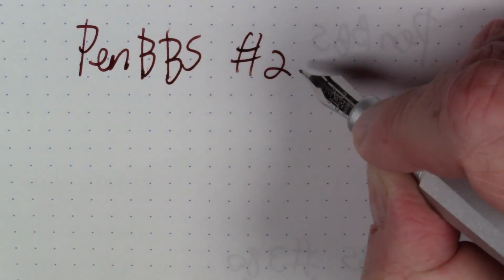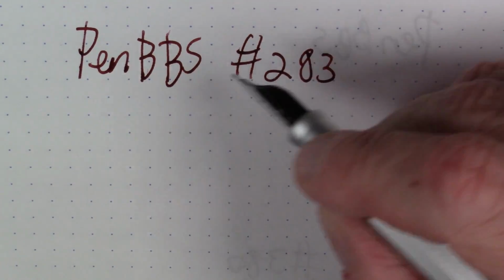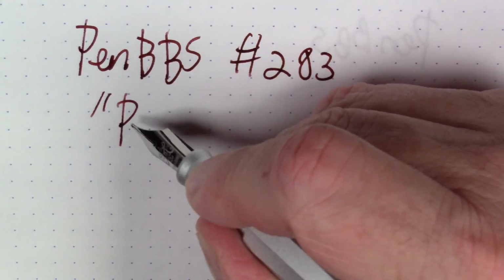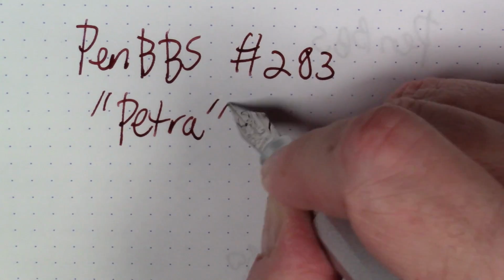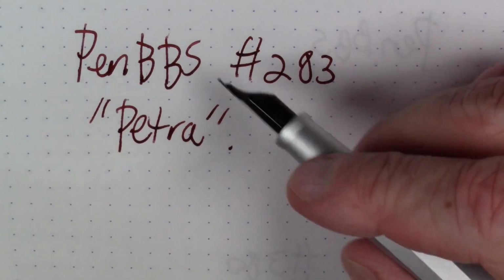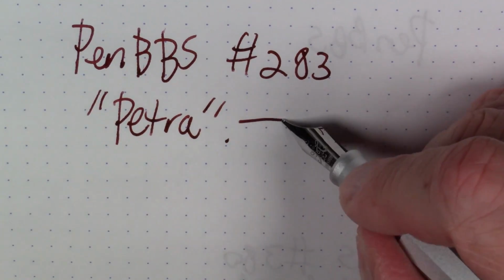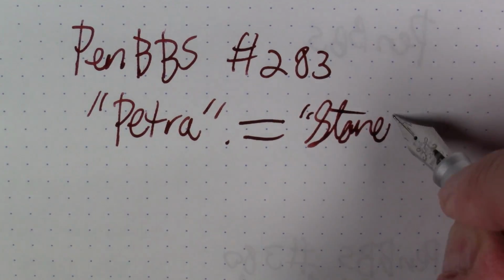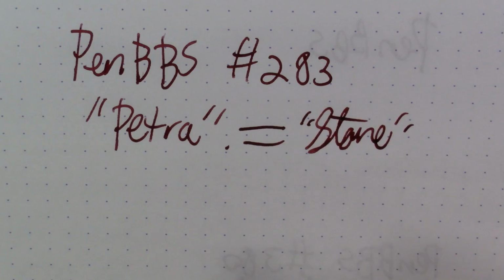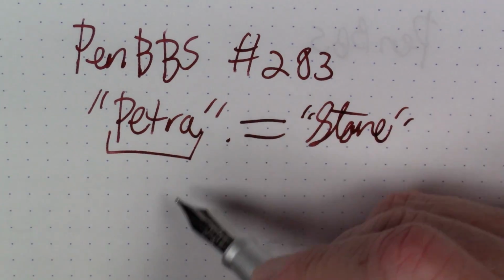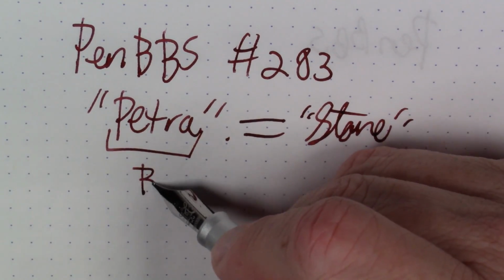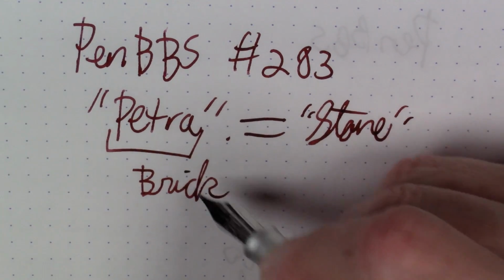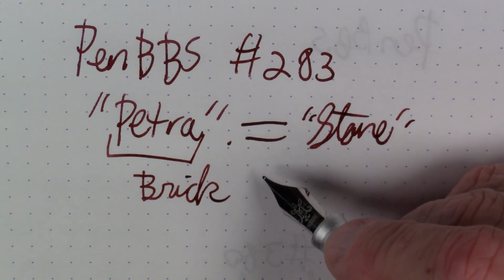Number 283, which also is named Petra. Petra means stone. And I would say, I think what they really meant is brick here, because this to me is definitely more of a brick color.